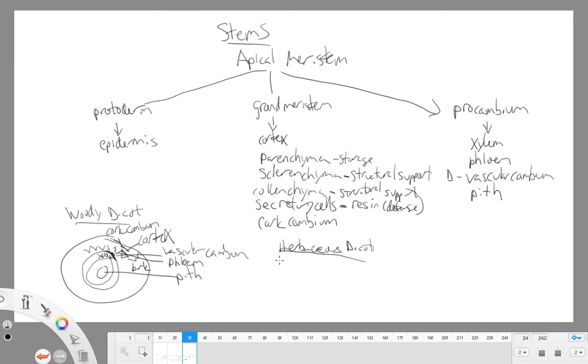And then if we're looking at our herbaceous dicot, it looks a little bit different. Again, you've got your epidermis, you have your cortex, you don't have your cork cambium, and then you would have in the interior here your pith. And then the big thing with our herbaceous dicots is that it has these vascular bundles around here. And running through our vascular bundles is our vascular cambium.